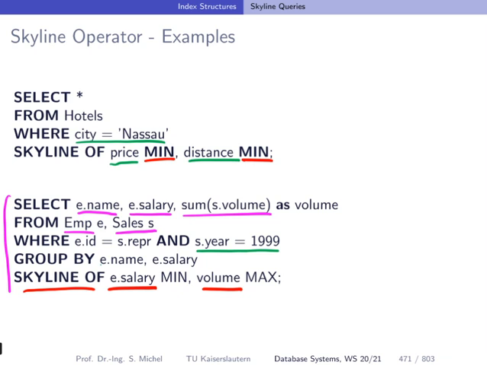Now you see here we're specifying the minimum to be better, so smaller values are better for the salary, and larger sales volumes are better. So what does that mean? When is one employee dominating another one? Well, one employee is dominating the other one if he or she earns less than the other one but has a higher sales volume. And of course, in case of equality of salary, the volume has to be strictly larger, and the other way around, just as we defined it in the dominance definition.